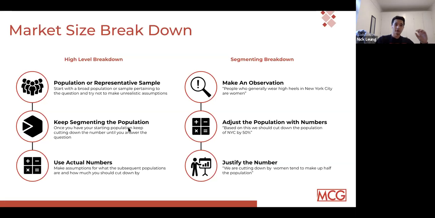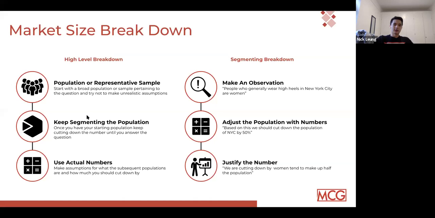breakdown of market sizing is, first, you start with a population or representative sample, right? So for example, if we were doing a question like how many women wear high-heeled shoes in New York City, we would start with a population of 8 million people, because 8 million is the population of New York City. Alternatively, last time we did how many Chipotles are in New York City. And so what Vina did was she said, okay, I see X number of Chipotles in this many streets. And then she expanded that sample out to the rest of New York City.